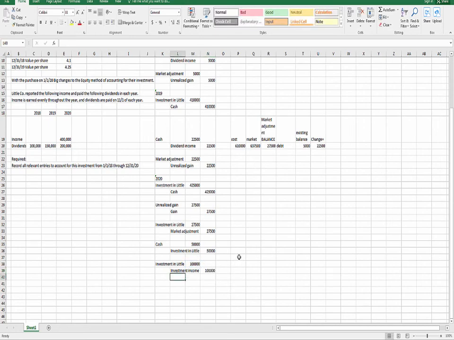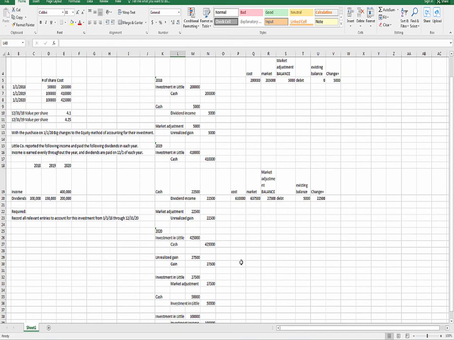Okay, as I've indicated before, the single most common place I see people make mistakes with these things is not realizing that the percentage ownership is cumulative. We went from being 5% owners to 15% owners to 25% owners.